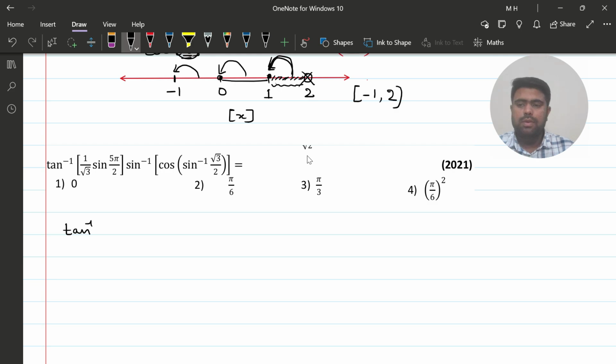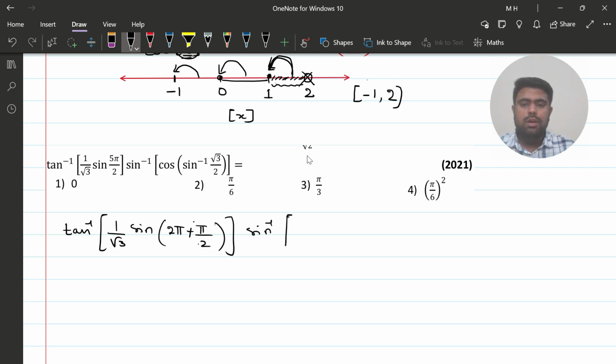Tan inverse of, okay, so what is it going to be? It is 1 by root 3 sine of what is 5 pi by 12? 5 pi by 12, can I write it as 2 pi plus pi by 2? Why? Because 2 2s are 4 plus 1 is going to be 5 pi by 2. Yes. Okay, into sine inverse of cos of, what is sine root 3 by 2? It is 60 degree, right? It is pi by 3.